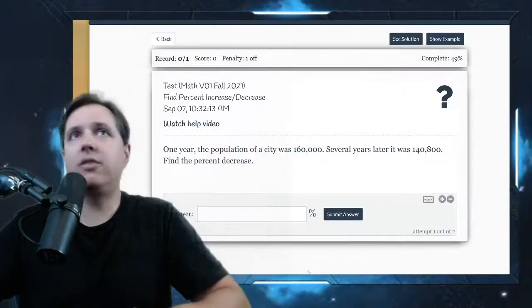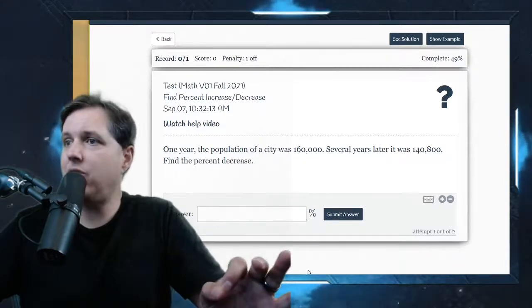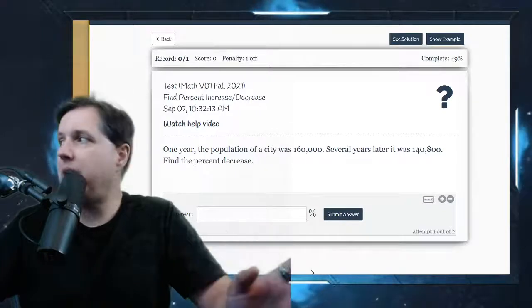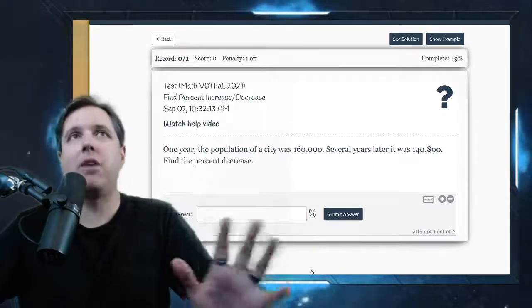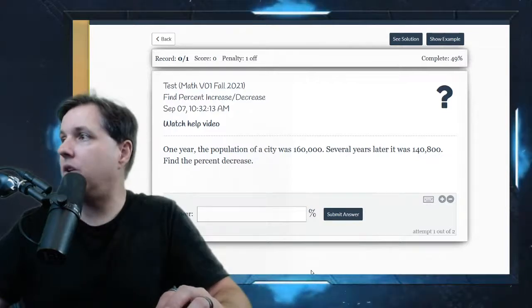Find percent increase or decrease. Now, they will throw increases and decreases at you, so make sure you're reading carefully. I did one earlier where I wasn't paying attention and it was a decrease problem. It doesn't really change the problem much, but you have to pay attention to what you're looking at.